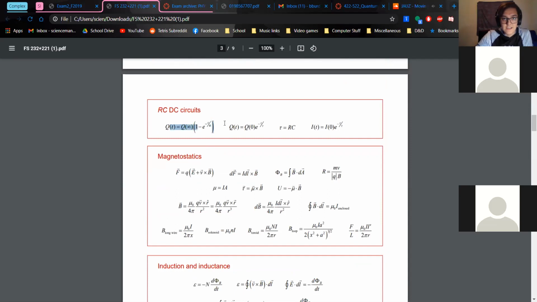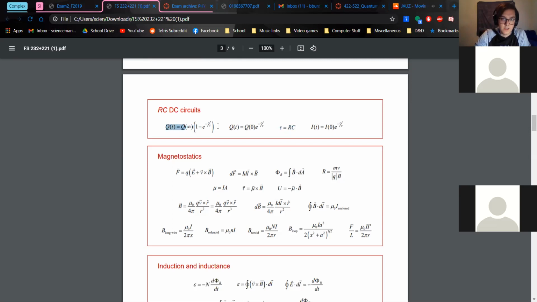All right, so RC-DC circuits. RC means resistor and capacitor, and DC means the kind of current. So it just means if you have a battery, a resistor, and a capacitor, and you hook them up in series, then it's going to follow these equations. So tau is equal to R times C here.